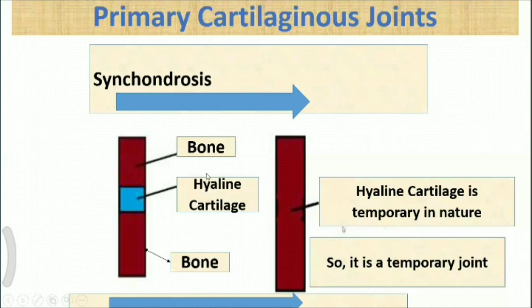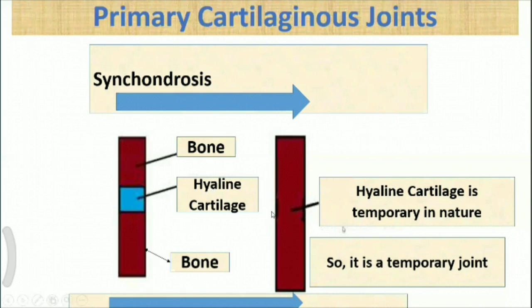So this plate of hyaline cartilage is temporary in nature. That means with the advancement of age, this hyaline cartilage will convert into bone. Two bones are gradually converted into a single bone. Two bones are articulated, bound by a plate of hyaline cartilage, which is temporary in nature, and today or tomorrow this will convert into bone.